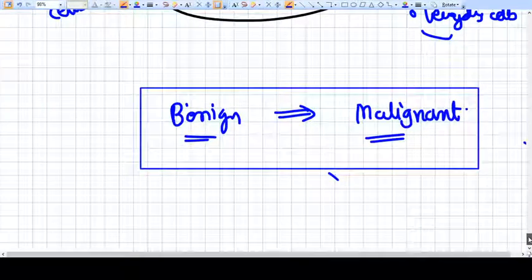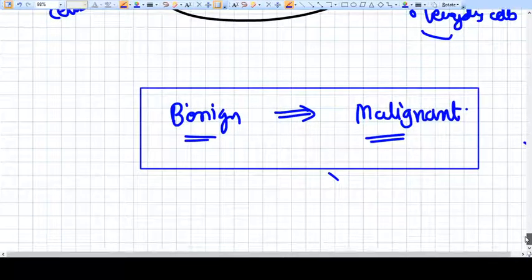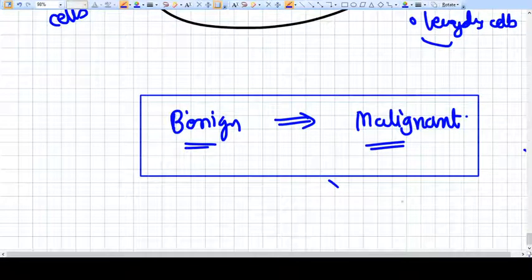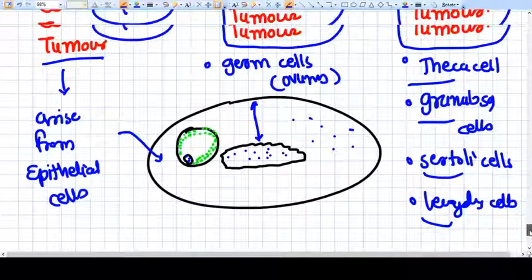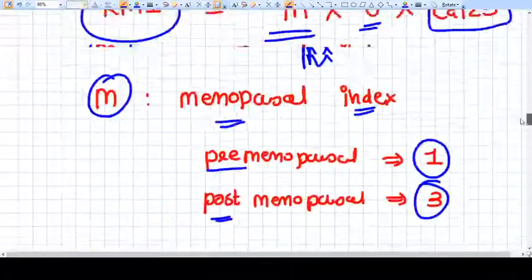In our next video, we will do a generalization video about the ovarian tumors, and then in the next videos we will discuss particular tumors one by one. So for right now, thank you.